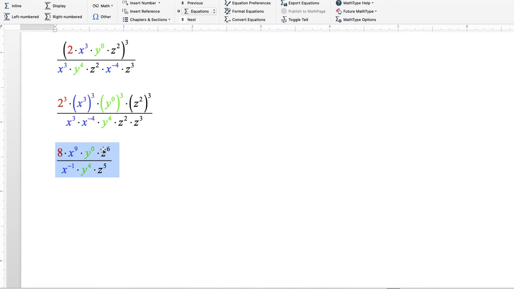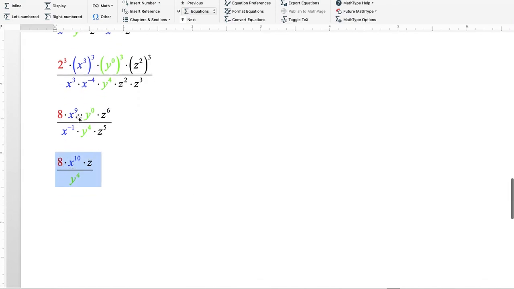So I'm going to work vertically, combining my like terms. We have our 8, x to the 10th, z, 6 minus 5 is 1, and y to the 4th stays in the denominator.